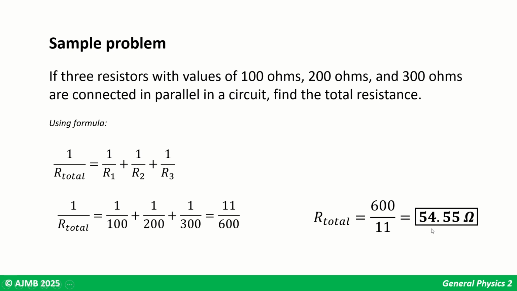Our total resistance is only around 55 ohms. But our lowest resistor resistance is actually 100 ohms, right? So your total resistance would always be lower than the smallest resistance if you place your resistors in parallel connection. So it would actually give you lesser resistance. It would not add up just like in series connection.